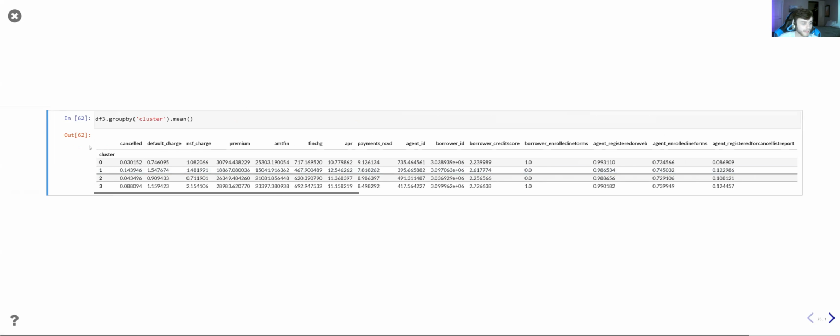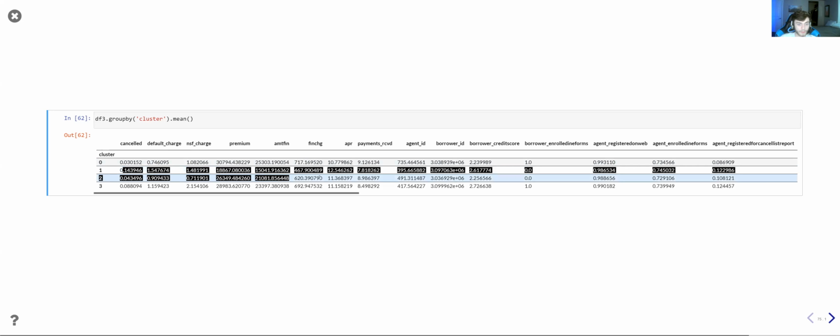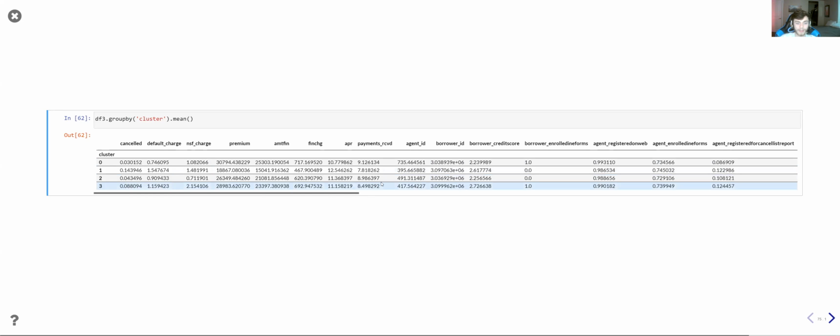And we can see with means, we have a cluster that's not very likely to cancel at all, and they have the highest premium out of any of them, the highest amount financed, the highest finance charges, the lowest APR, the highest payments received. And for places that are more likely to cancel, we're seeing lower payments received, which is not coincidental. The analysis we had done was telling us that.